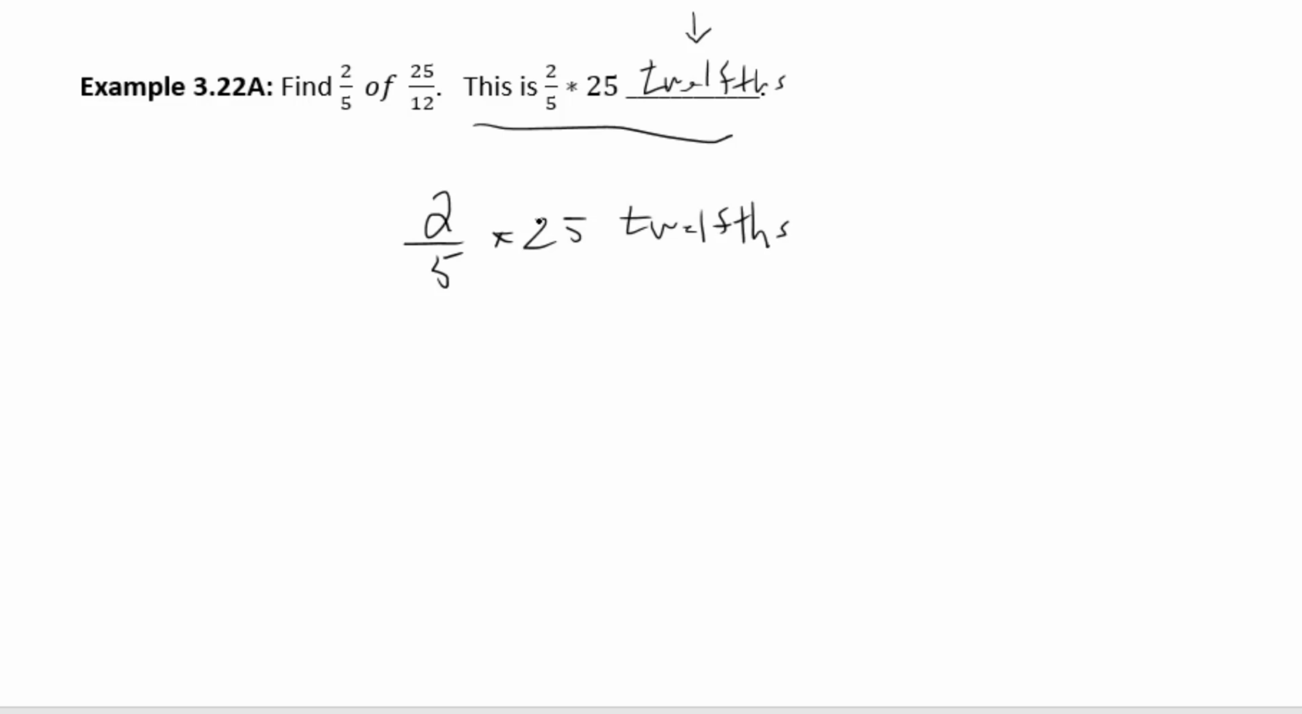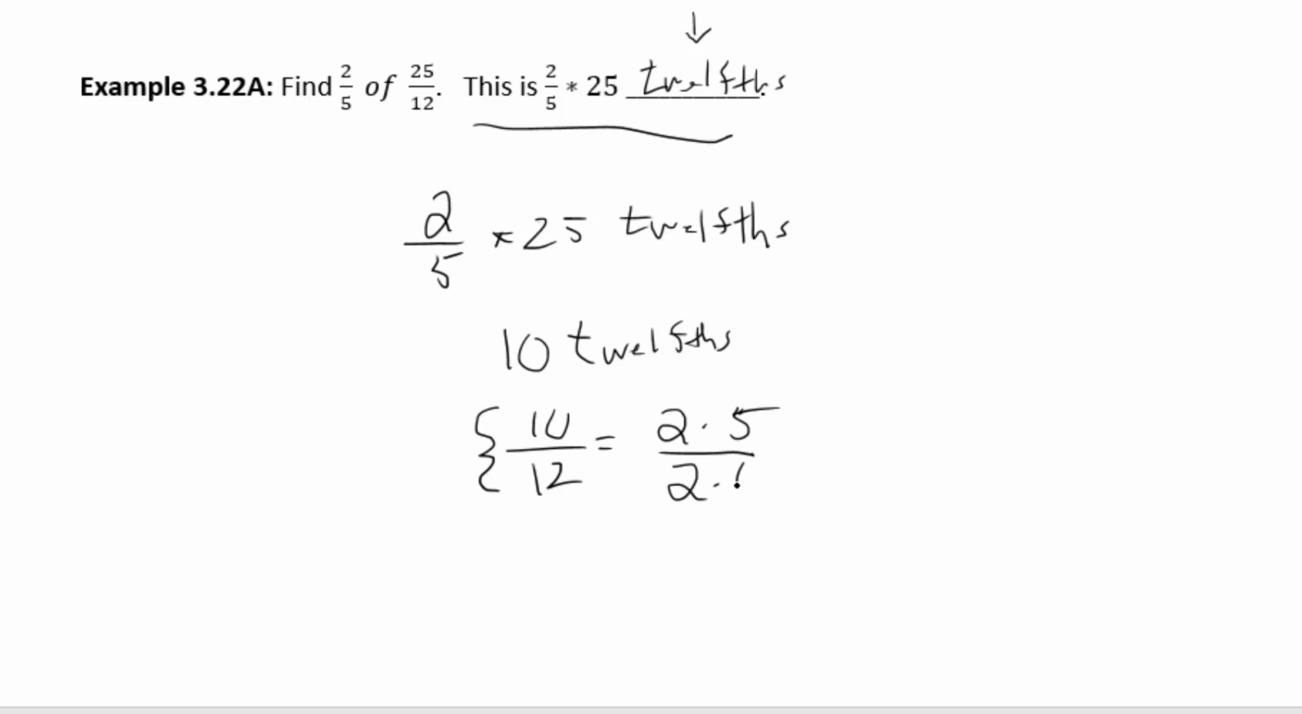And here I can divide first. 25 divided by 5 is 5, and 5 times 2 is 10. So the answer is 10/12. I can write it like this, and then I could reduce it, right, by finding a common factor, which we know 2 is a common factor. So that can be written as 2 times 5, and this can be written as 2 times 6. 2 divided by 2 is 1. So the reduced answer you can write as 5/6. Or you can write it this way, 5/6.